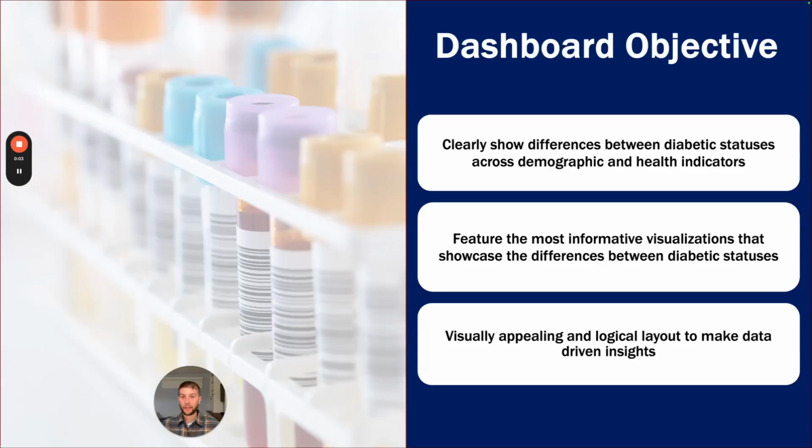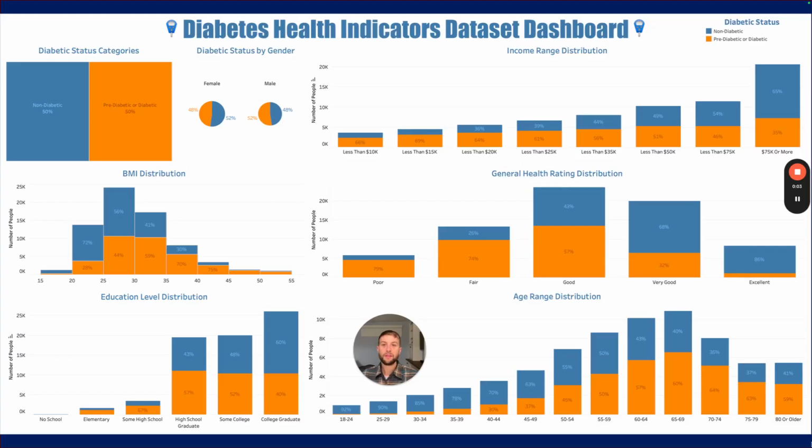The objective of my dashboard was to clearly show the differences between the diabetic statuses of non-diabetic and pre-diabetic or diabetic across demographic and health indicators. I wanted to feature the most informative visualizations that showcase the notable differences between the diabetic statuses per feature. I wanted to make it visually appealing and informative without it being too busy, so that a wide variety of data-driven insights could be easily made from it, whether it be a stakeholder or the target audience or anyone looking at this dashboard. Here is my Tableau dashboard.